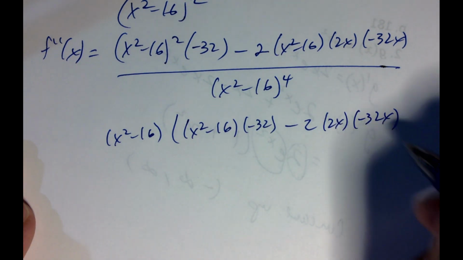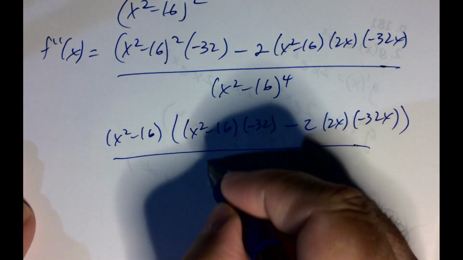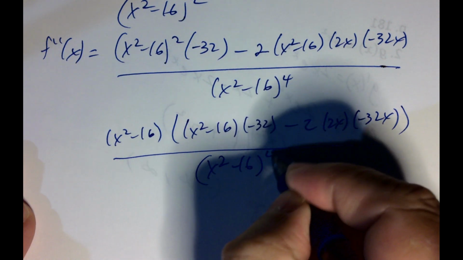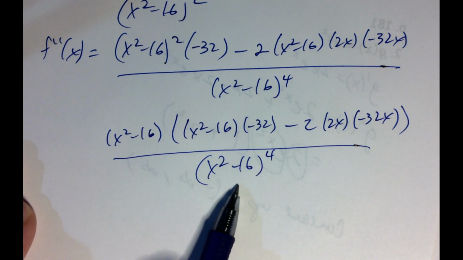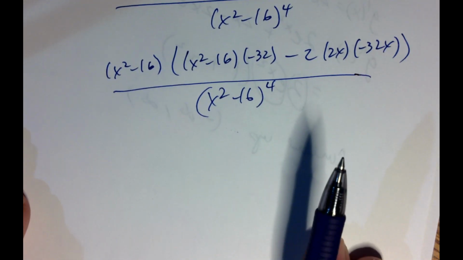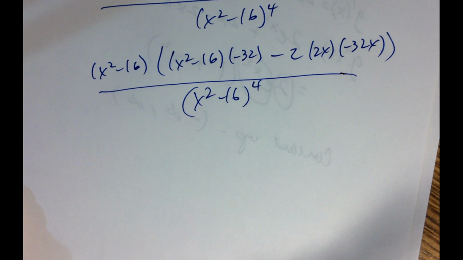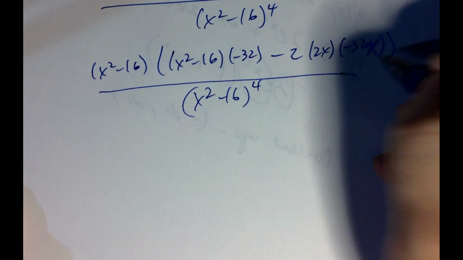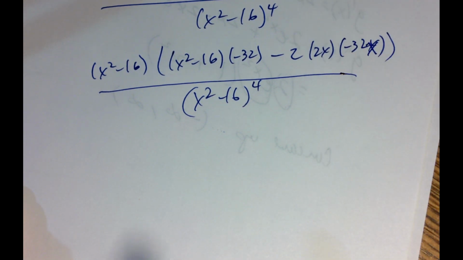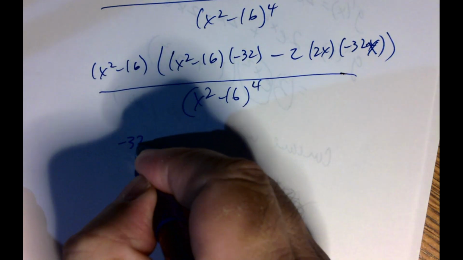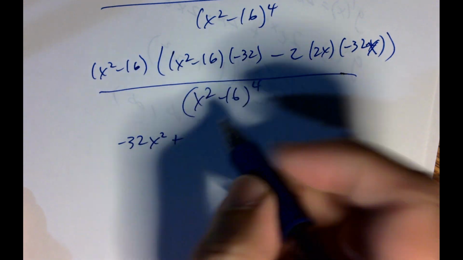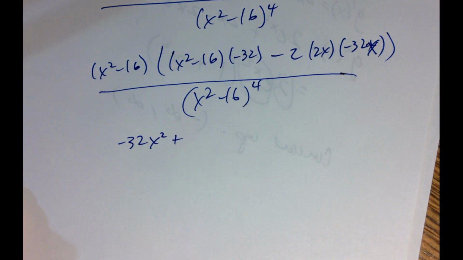All that over x squared minus 16 to the fourth. So that means those can reduce. The x squared minus 16 up front and x squared minus 16 to the fourth can reduce. I'm going to reduce and simplify the numerator at the same time. This looks like 324, but it's 2 times 2x. So that's going to leave me x squared minus 16 times negative 32, so it's negative 32x squared plus 32 times 16. What is that? 32 times 2 is 64, times 2 is 128, 256, 512.